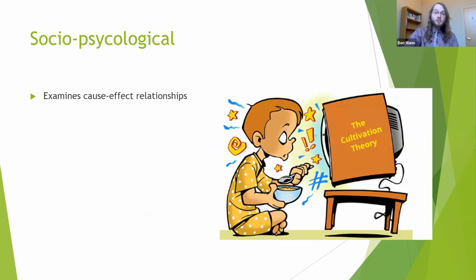Socio-psychological, including cultivation theory that we'll be talking about in the class, is looking at cause-effect relationships. Cultivation theory suggests that we are more likely to believe as true media that we're exposed to. So for instance, we might have a skewed perspective of how law enforcement works if we watched a lot of crime procedurals on TV, shows like NCIS or Criminal Minds. But it's looking at the relationship. We watch this and therefore we feel this way about how crime works.